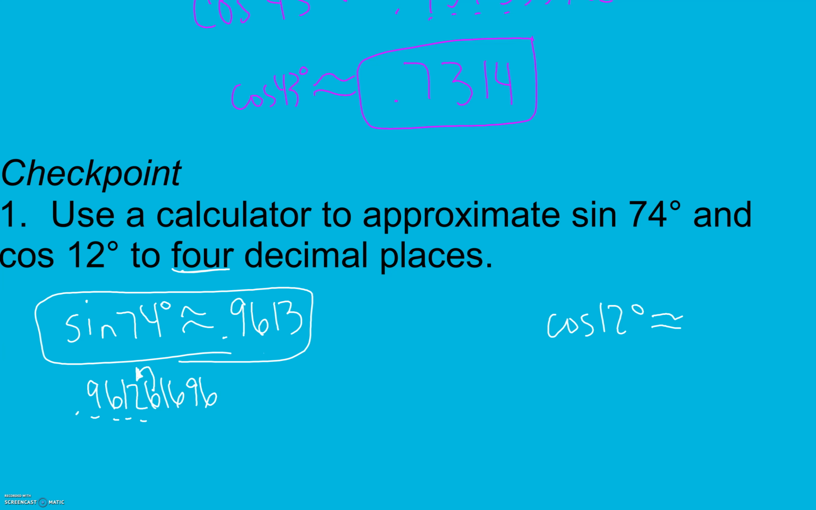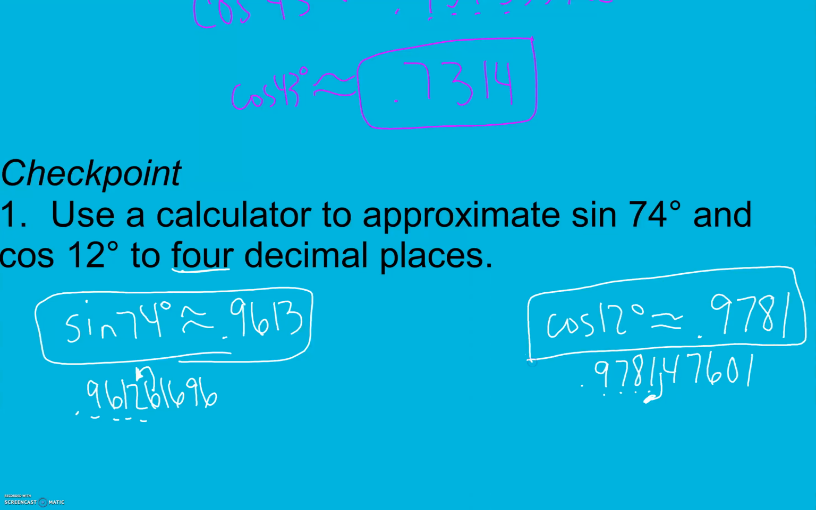Cosine, again, is in between sine and tangent. We press that and then 12, close your parenthesis and enter. 0.978147601. 4 places, 1, 2, 3, 4. And 4 is less than 5, so we round down. Here, 0.9781. We keep it the way it is and just drop off the numbers that follow.